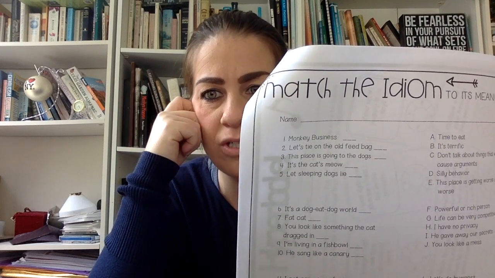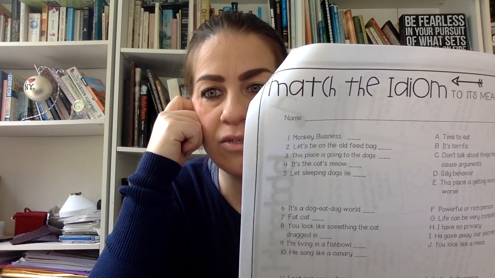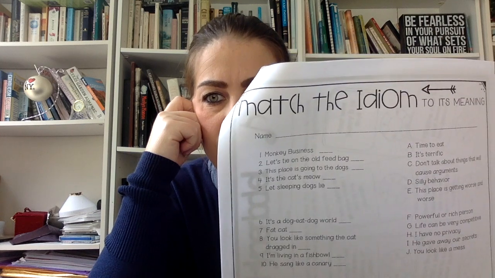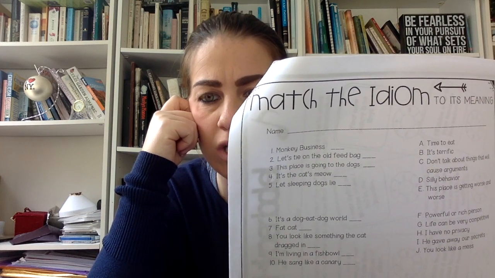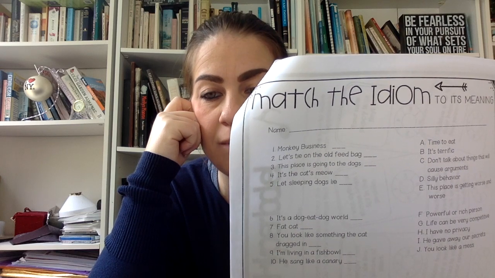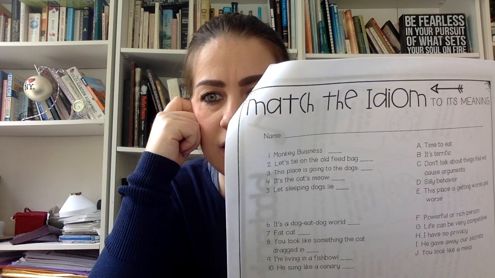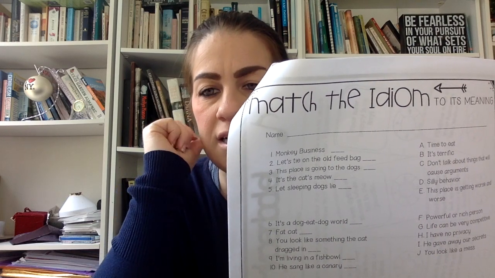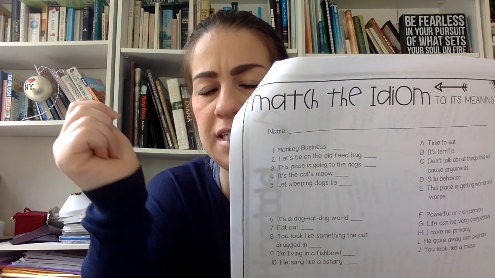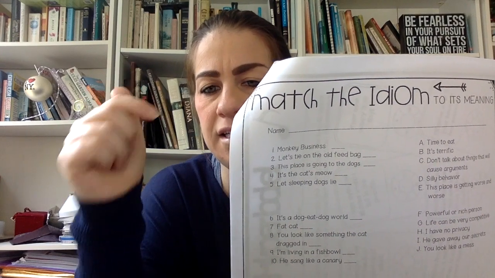Is it A, time to eat? B, it's terrific? C, don't talk about things that will cause arguments? D, silly behavior? E, this place is getting worse and worse. So we know monkey business means silly behavior. So you're going to put D in that blank and continue on.